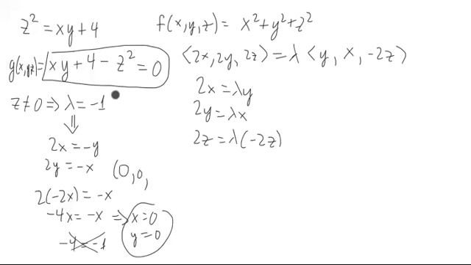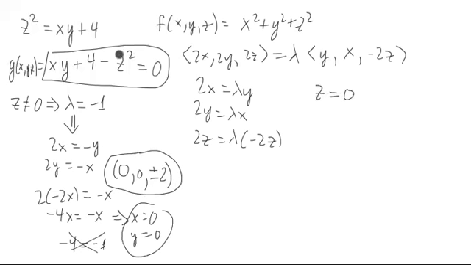How do we find z? You just plug it in here: 4 minus z squared is equal to 0, which requires that z is plus or minus 2. So we actually get these points right over here from the case when z is not 0. Let's look now at the case when z is 0.